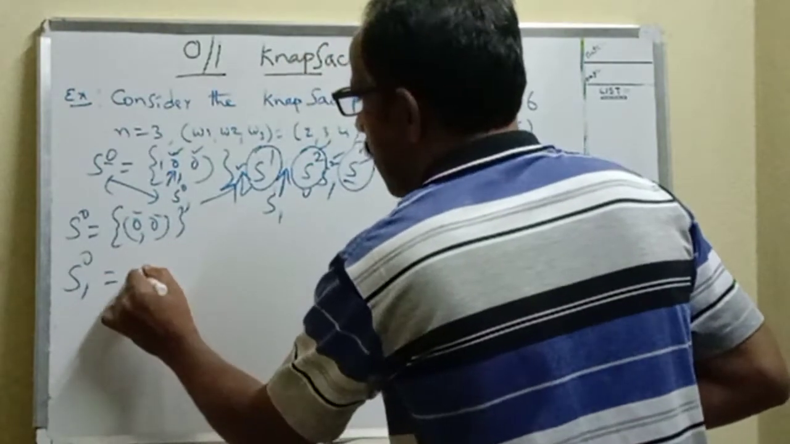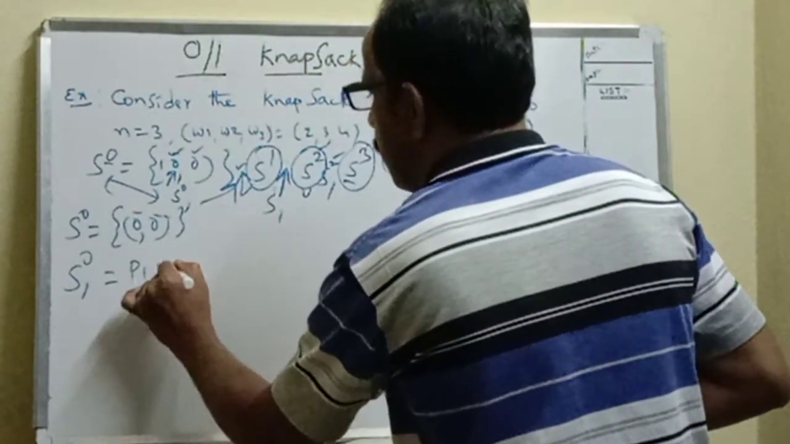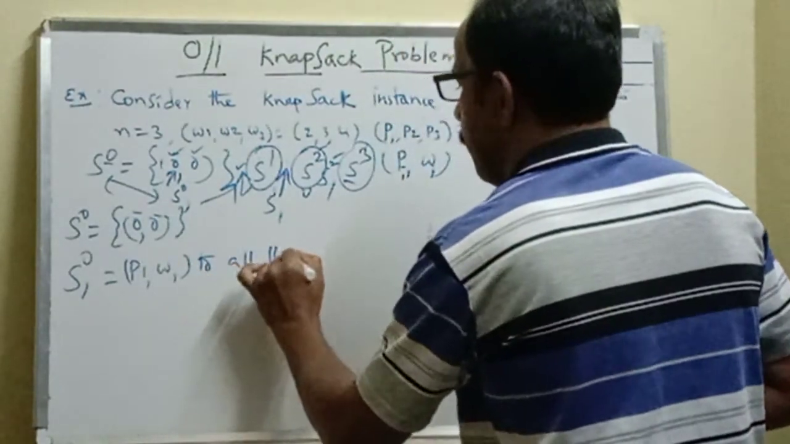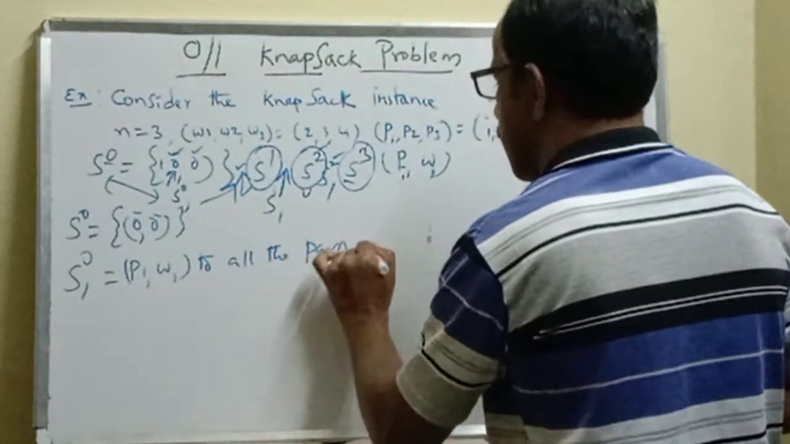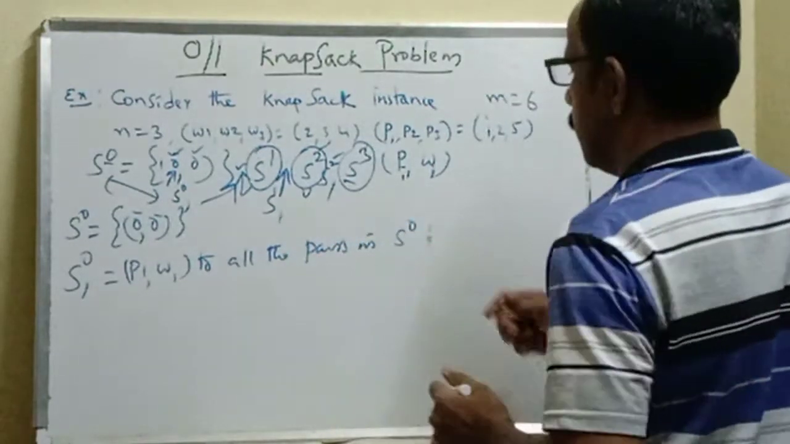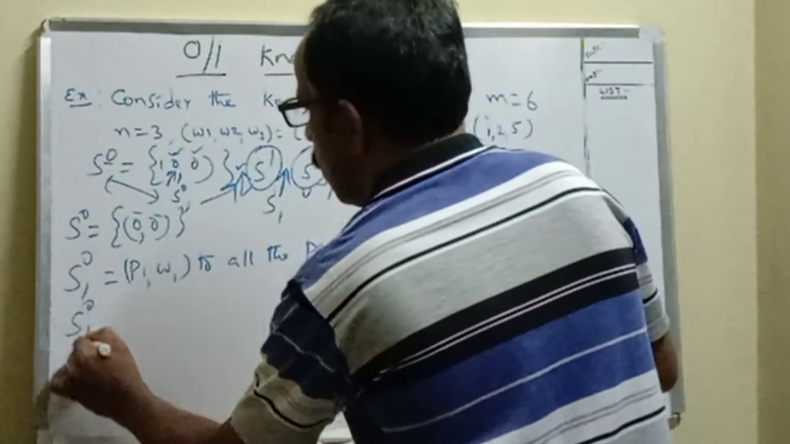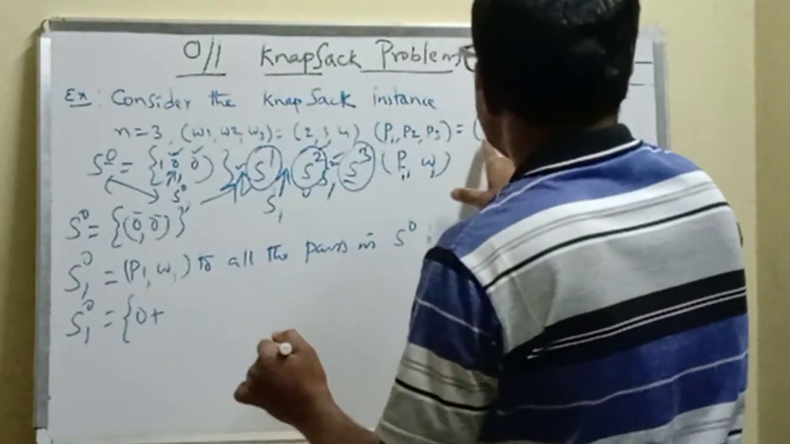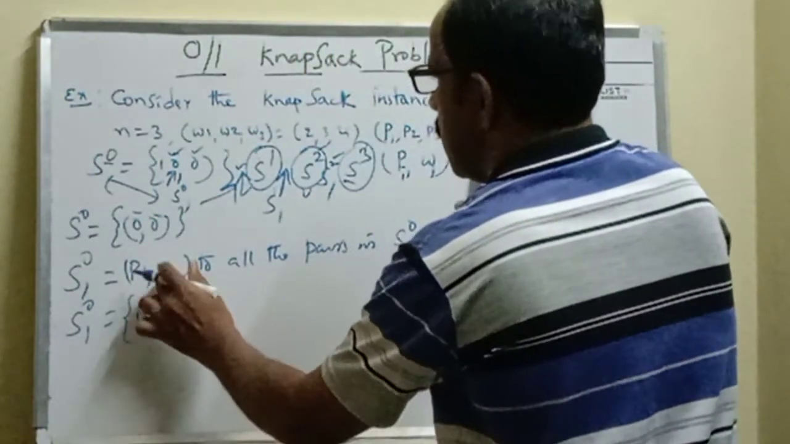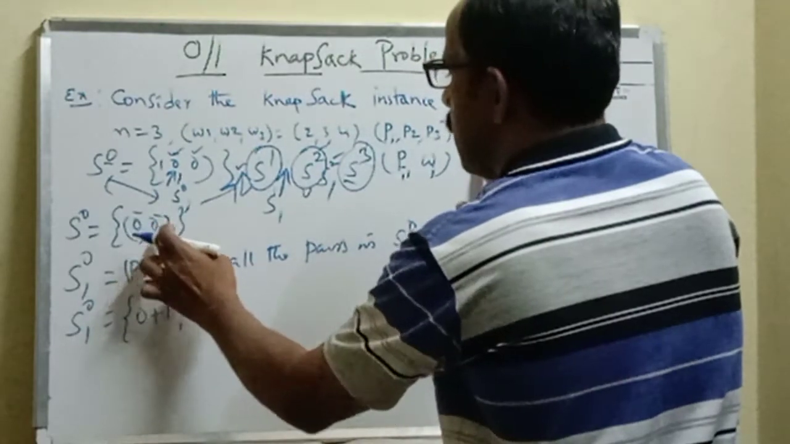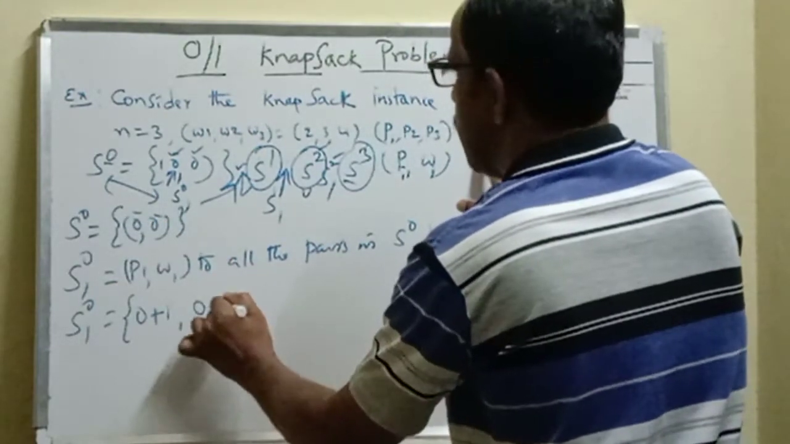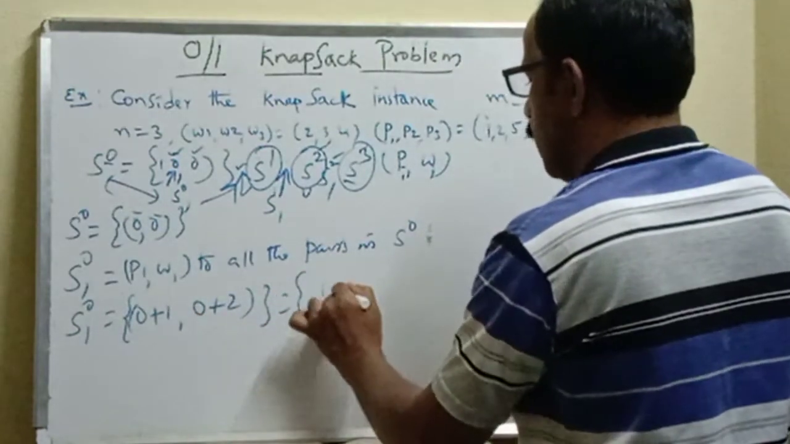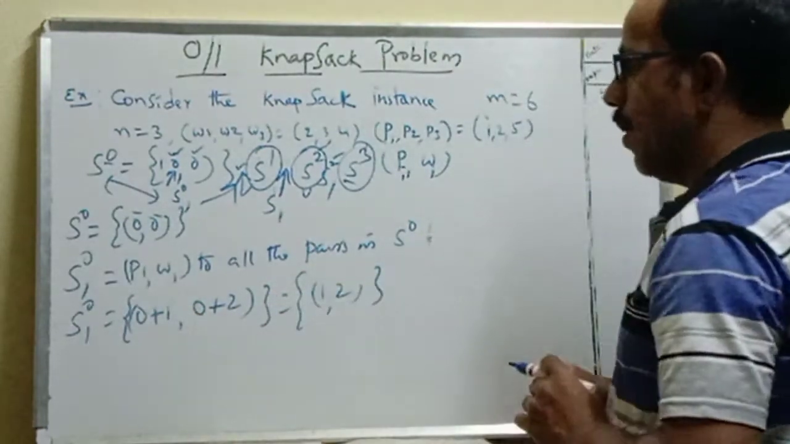Just simply add P1, W1 to all the pairs in S0. Then what is S01 now? What is S0? 0. So 0 plus what is P1? 0 plus 1, comma, 0 plus W1. 0 plus what is W1? 2. So this is the pair we get. Then we get (1, 2).